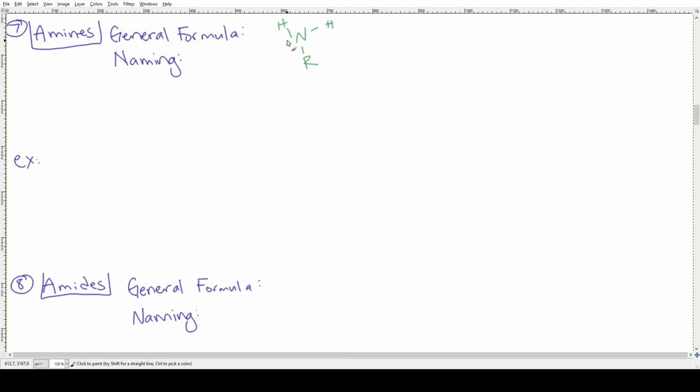And actually, those hydrogens could all be replaced with groups. They do not have to be hydrogens. I could have N, R, R, R. I could have N, R, R, H. All of these would be considered amines, but generally that's the one that we use for the general formula. And their names will either contain amino or, what we will use more often, they will end in amine. Now these can get crazy complicated. We're just going to stick with the super simple ones.